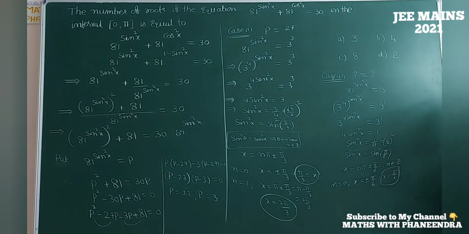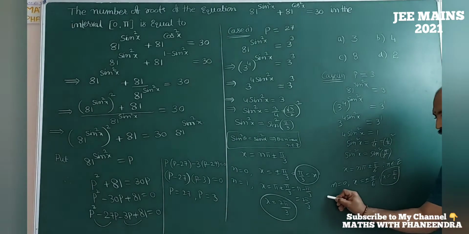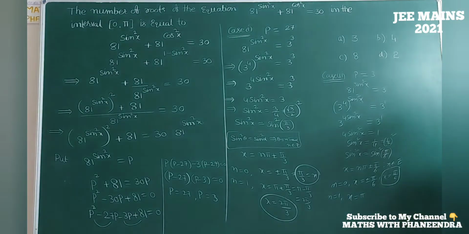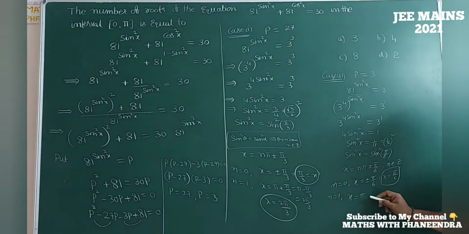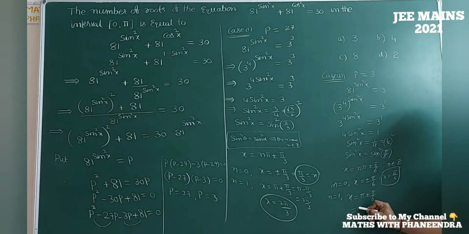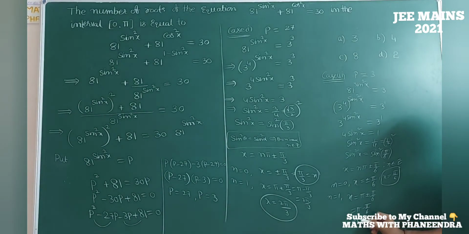So here the third value. Now come to n is equal to 1. x is equal to 1 into pi plus or minus pi by 6. Anyway we cannot consider pi plus, pi minus only. So pi minus means pi minus pi by 6, that is equal to 5 pi by 6.